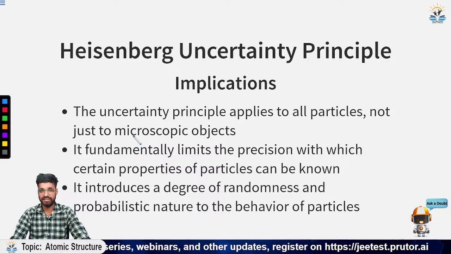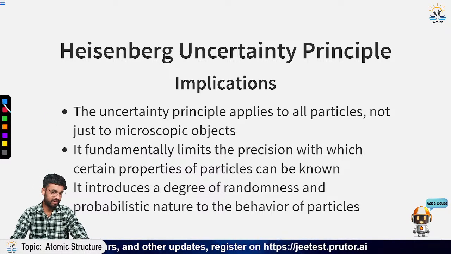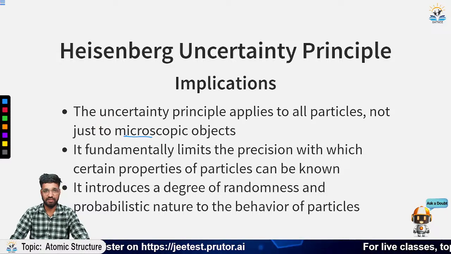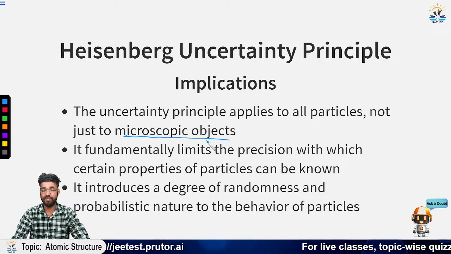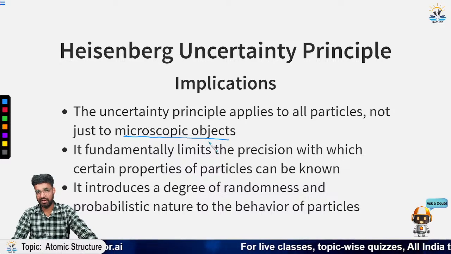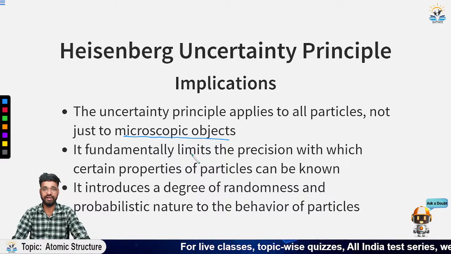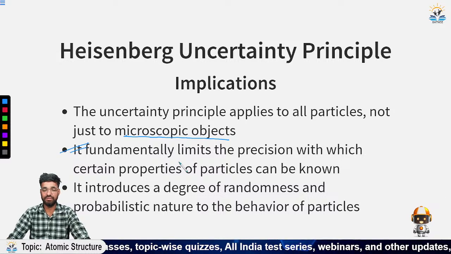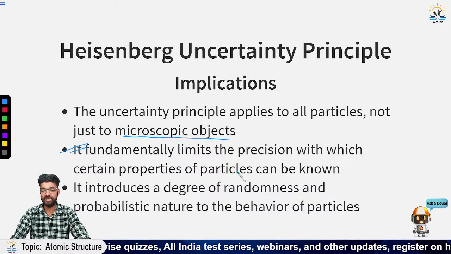So what is an implication? First of all, I have just proved that it is applicable only for microscopic particles, meaning it is significant for microscopic particles. It is applied to larger objects also, but it is not significant there. Now, yes, it fundamentally limits the precision. So we cannot get the precise value of momentum and position both simultaneously at a time.